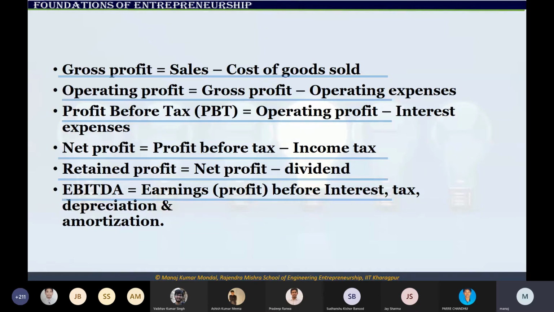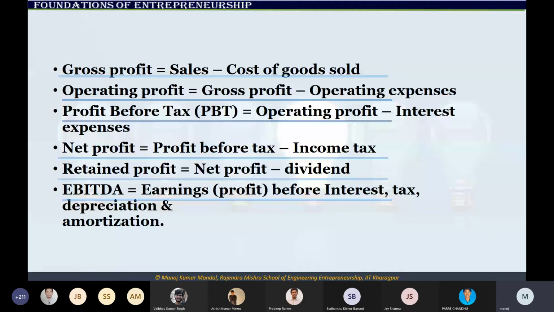There is another kind of profit that is called EBITDA. Earning is nothing but profit. Earning is an American word. Profit is an Indian word. Normally all financial innovation comes from the US. That is why we normally follow the American pattern, so we call it EBITDA. It should actually be PBITDA, because it is profit before interest, before tax, before depreciation, before amortization.